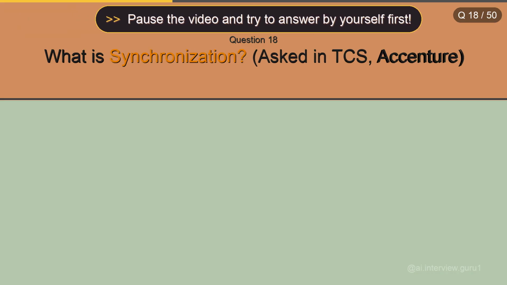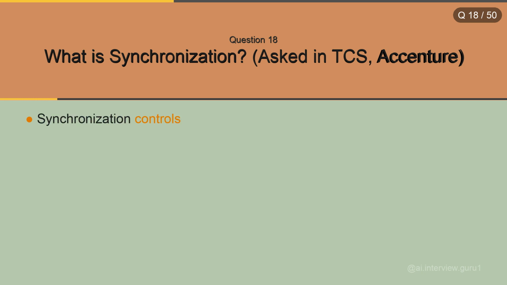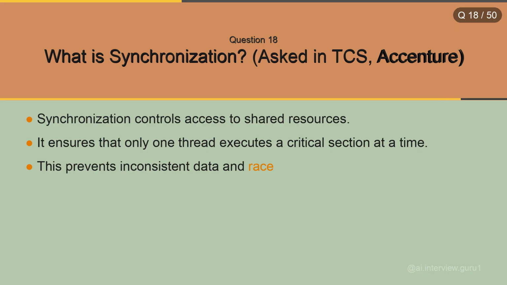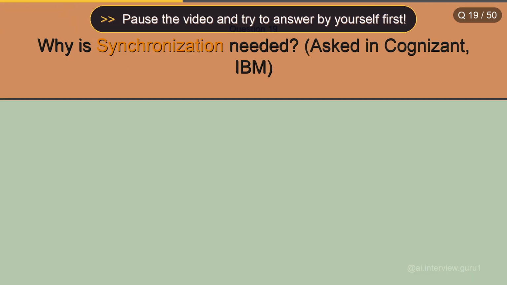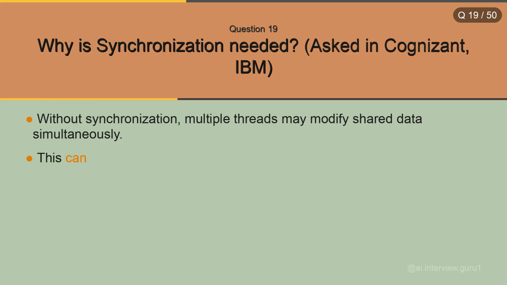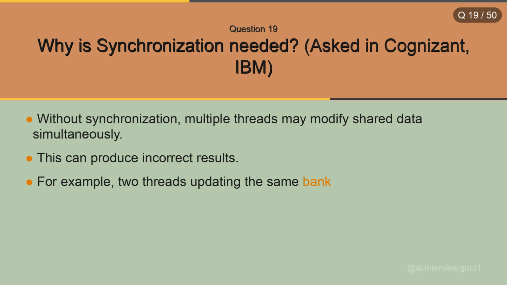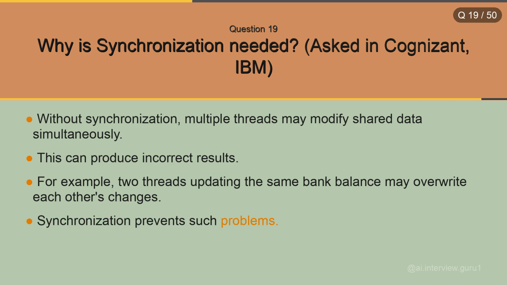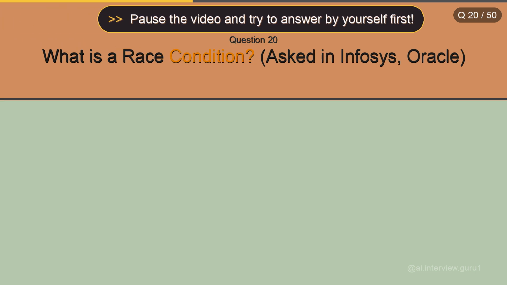What is synchronization? Synchronization controls access to shared resources. It ensures that only one thread executes a critical section at a time. This prevents inconsistent data and race conditions. Why is synchronization needed? Without synchronization, multiple threads may modify shared data simultaneously. This can produce incorrect results. For example, two threads updating the same bank balance may overwrite each other's changes. Synchronization prevents such problems.